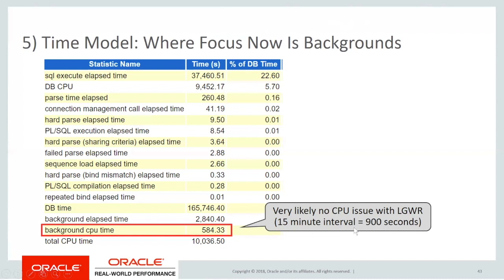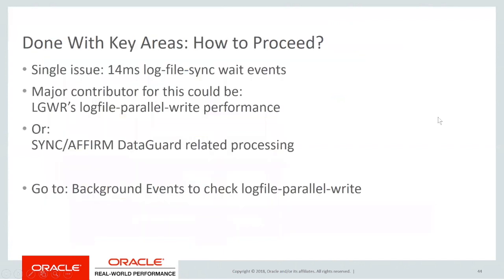So if this was way over 900 seconds, we might also have to go back and check if logwriter has a CPU issue, but it's way below 900, and this is the aggregate CPU over all backgrounds. So very likely there's not a CPU issue with the logwriter. So we're now done with the key areas.